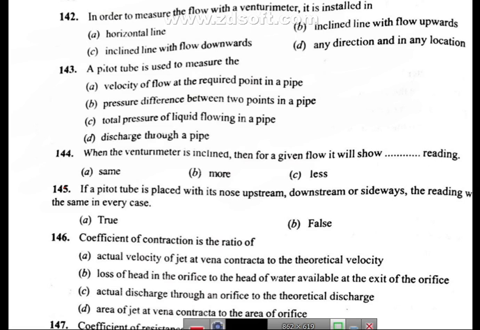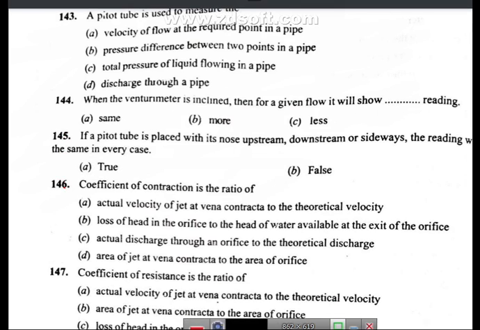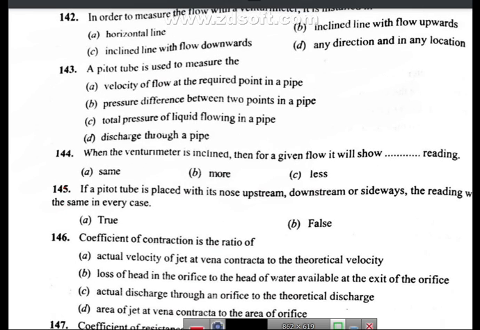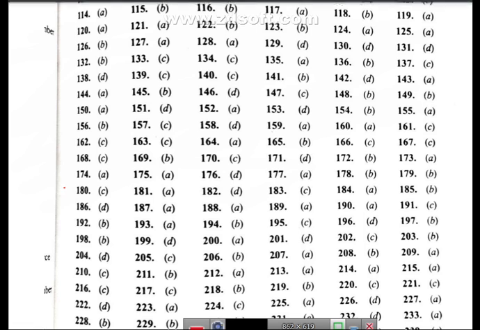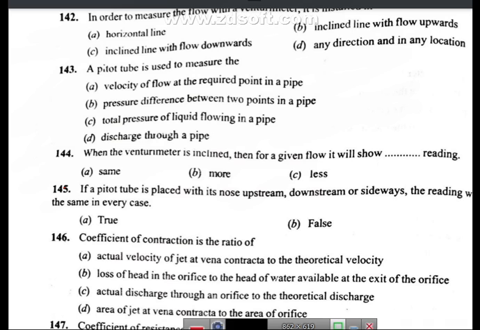Question number 143. A pitot tube is used to measure the velocity of flow at the required point in a pipe, pressure difference between the 2 points in a pipe, total pressure of liquid flowing in a pipe, and discharge through a pipe. What is the right answer? 143 का A. That is your velocity of flow at the required point in a pipe. A pitot tube का हम यूज करते हैं मेजर करने के लिए velocity of flow at the required point in a pipe.